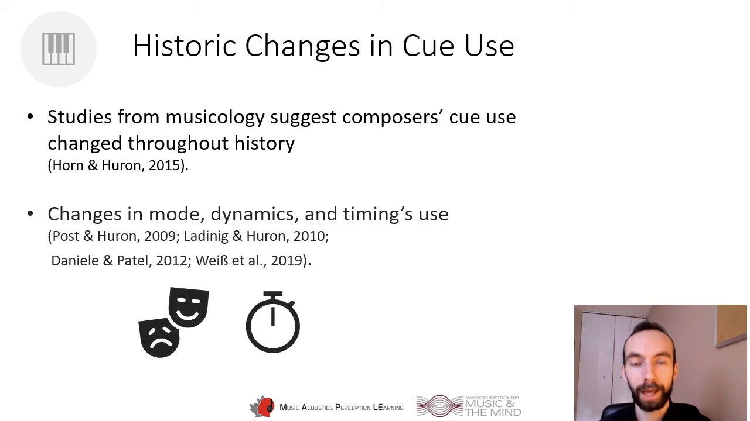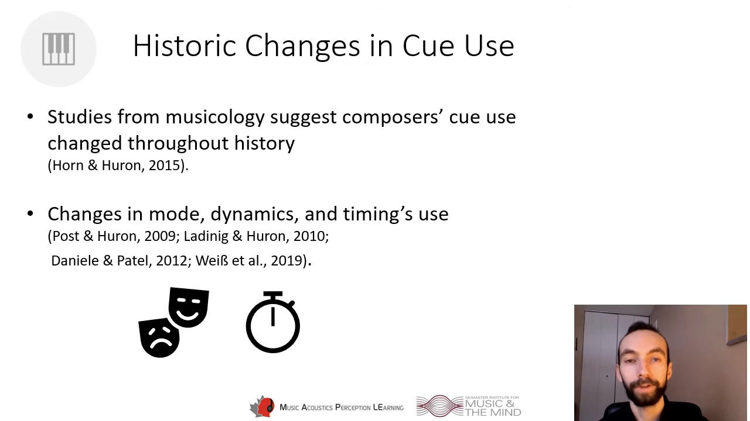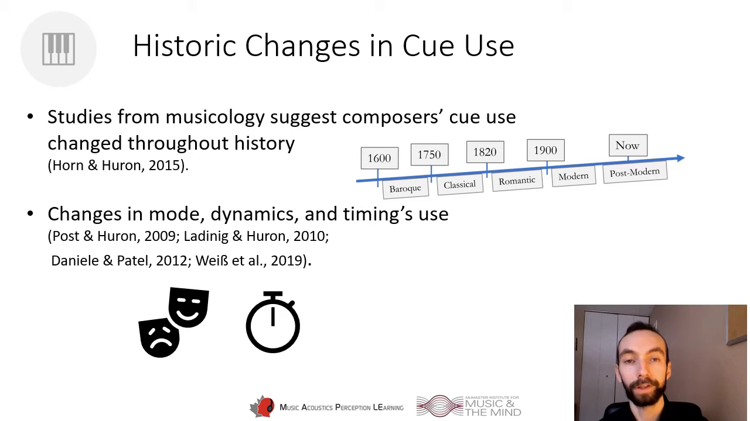Mode's relationship with loudness and timing saw great shifts in the Romantic era, posing difficulties for studies assuming that pieces composed in a minor key tend to be softer and slower than pieces composed in a major key. Previously, researchers Caitlin Horn and David Huron performed cluster analyses to reveal historic differences in a large corpus of music composed between 1750 and 1900.